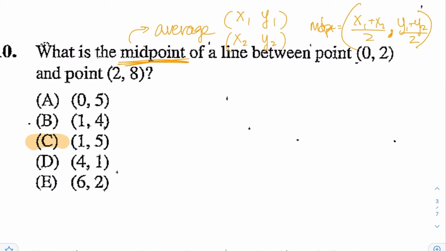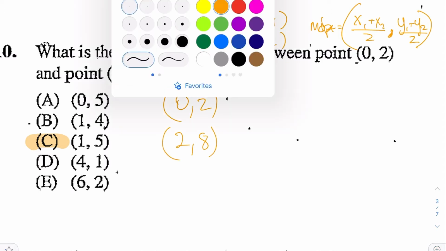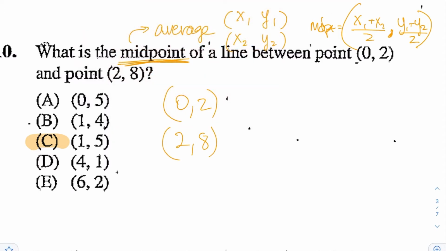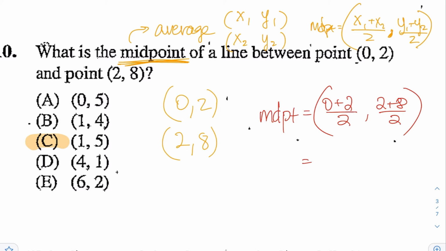So here for 0, 2 and 2, 8, you want to find the midpoint. Take the 0 and the 2 and divide by 2. And then take the 2 and the 8 and divide by 2. And this will give you 2 over 2, 10 over 2, or 1, 5. And that's choice C.